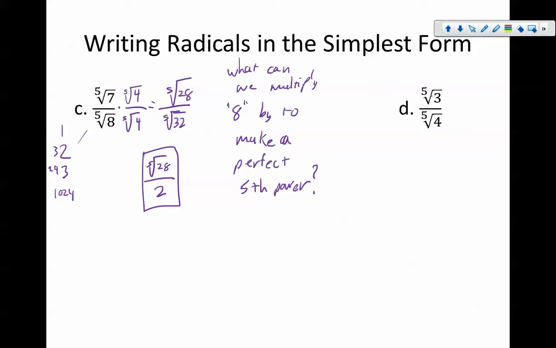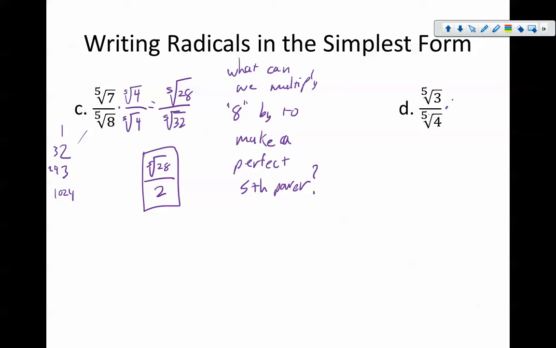Let's do the same thing with this one over here. What can I multiply 4 by to make a perfect fifth power? Again, this is a fifth root, so I need to make a perfect fifth power. 1, 32, 243, 1024. Look, it's the same one here. If I can make 32.